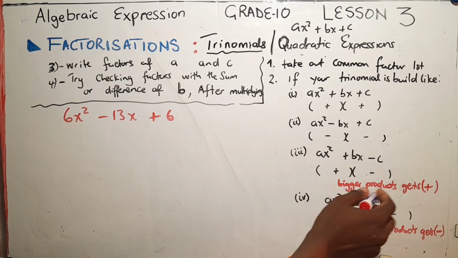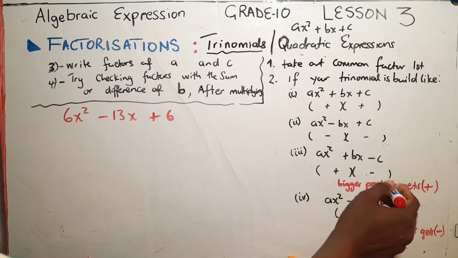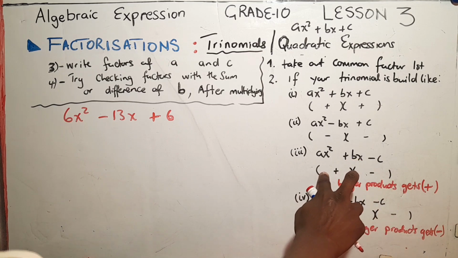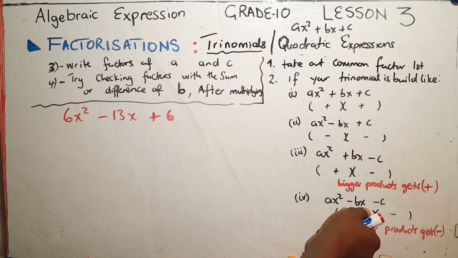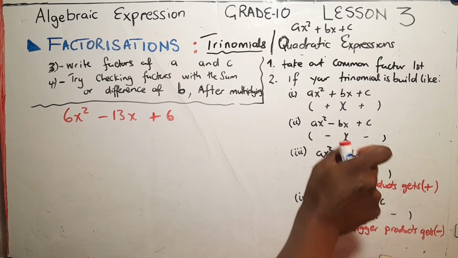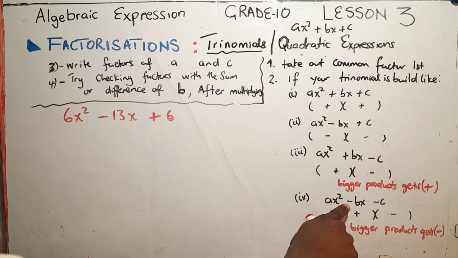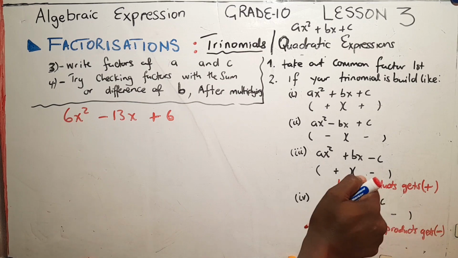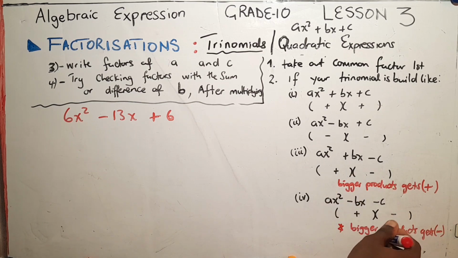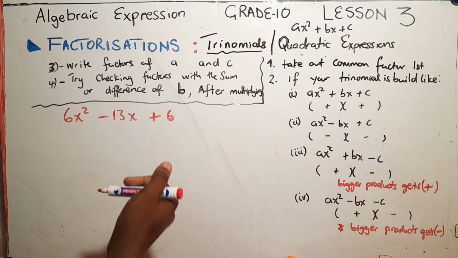But now, bigger products we have a positive sign. So these two numbers that are multiplying, they should give you a positive. So we must make sure that the product of the bigger numbers will be positive. And if you're having minus and minus there, also you're going to have plus and minus, but make sure that your bigger products gets a minus, or the value of the bigger product must be negative.